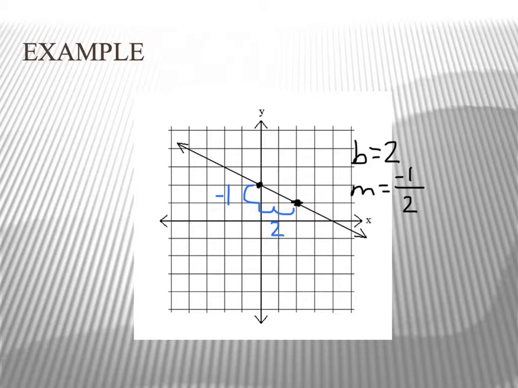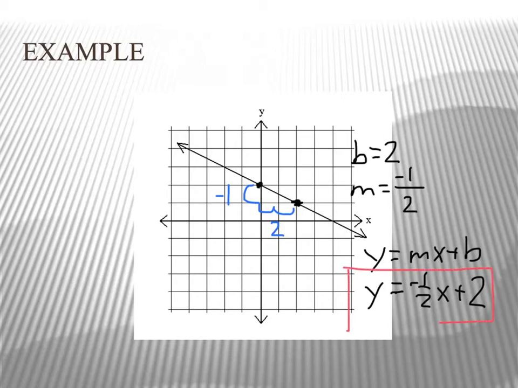Last thing we need to do is put that into the equation. Y equals mx plus b. Replacing my m and my b in this equation, we get y equals negative 1/2 x plus 2. And this right here is our slope-intercept form. Y equals mx plus b.